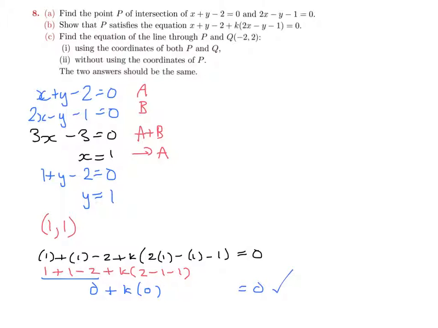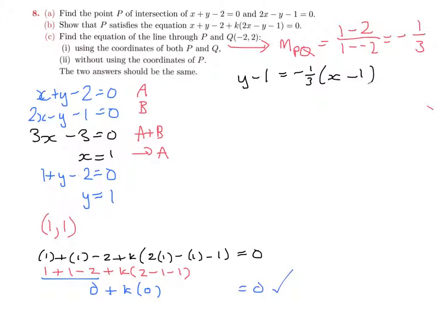So, what it's asking us to do first is find the gradient of PQ. The gradient of PQ is going to be the difference of the y's, so we have 1 minus 2, over the difference of the x's, 1 minus minus 2, which is negative 1/3. And we can use point-gradient form. We're going to just use point P because it's a bit easier. y - 1 = -1/3 (x - 1).